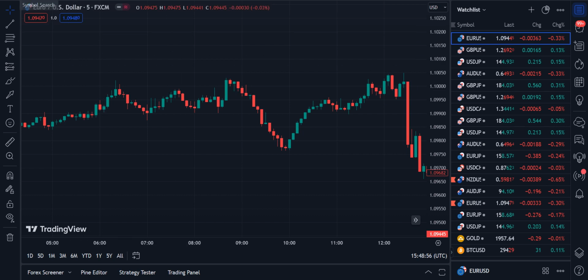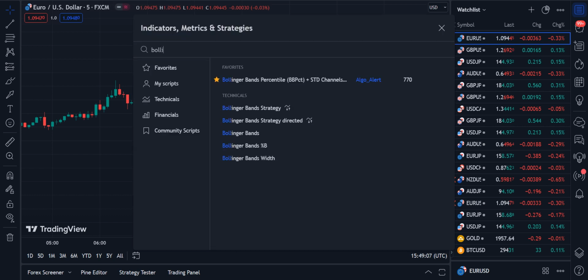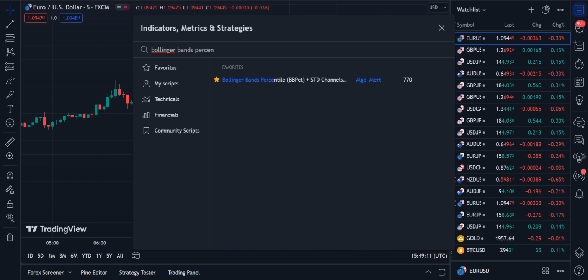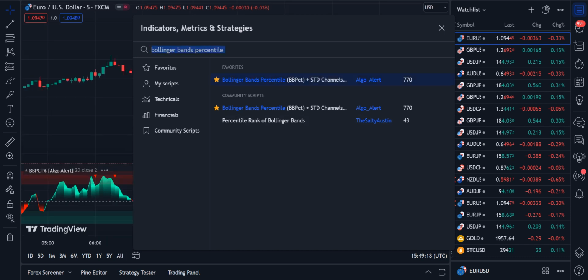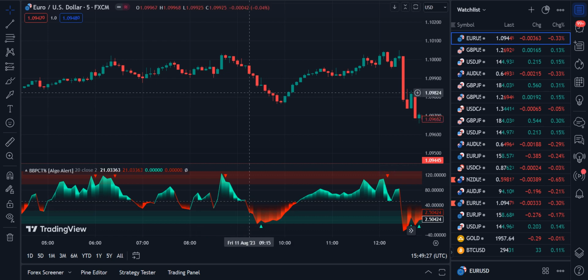Here I am using the EUR/USD chart with a 5 minute time frame, and the first indicator we are using is Bollinger Bands Percentile by Algo Alert 770. You have to simply click on it to add it onto your chart, and here you can see this indicator is added into our chart.